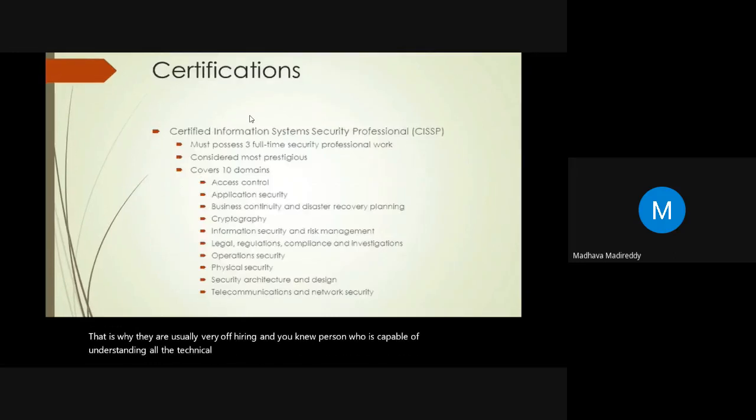And there are a few certifications that are required for professionals. So, Certified Information Systems Security Professional, CISSP. This comes after about 3 years of full-time professional work in information security systems. These are considered to be extremely prestigious. They cover several domains such as access control, application security, business continuity, cryptography, information security, risk management, operational security, physical security. So all these domains are covered.